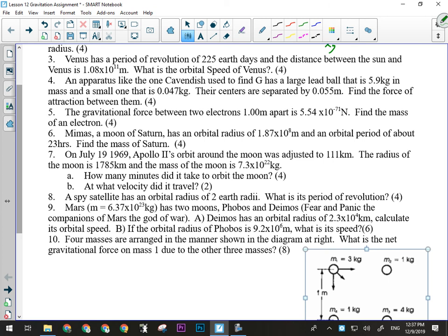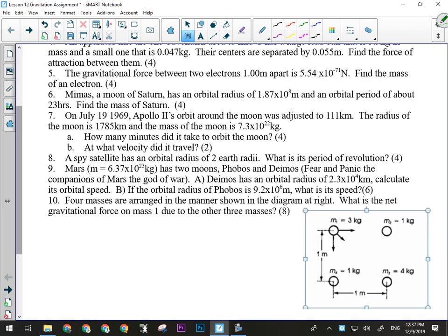So it gives us its orbital radius and its orbital period. We're looking for the mass of Saturn from that information. Number 7 is asking you 2 different things, but you need to read this question carefully because there's some units in here that could throw you. On July 19th, 1969, Apollo 2's orbit around the moon was adjusted to 111 kilometers. That is an altitude.